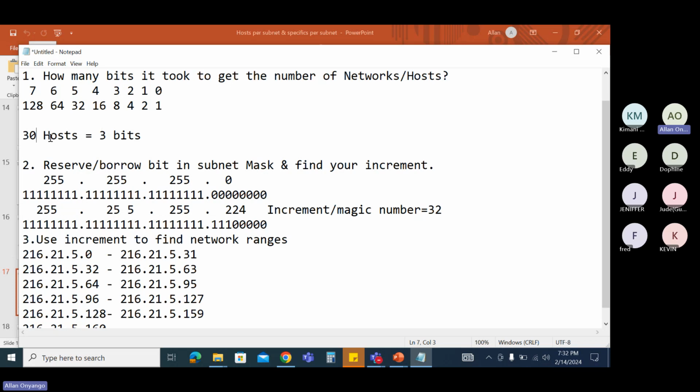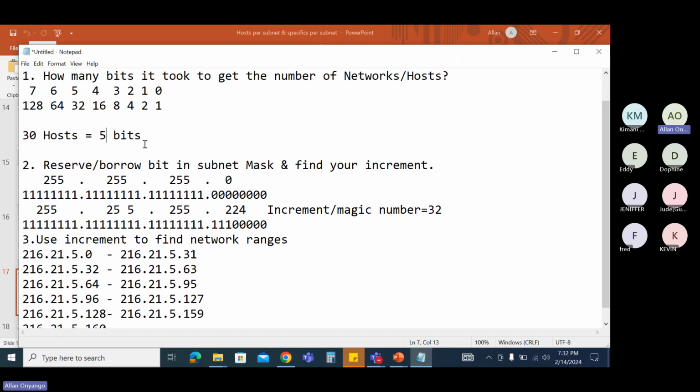So let's start with step one. Of course, I remove the three. 30. Where do you find 30 here, guys? Between 16 and 32, isn't it? 16 is less. So we go for 32, which is 2 to the power 5. Very good. So we need here 5 bits. Is that simple to do?